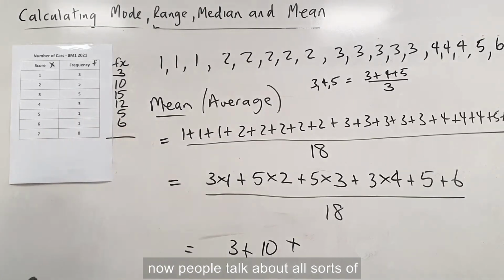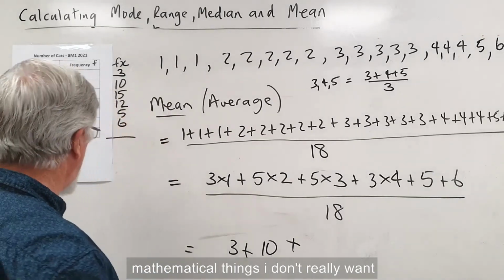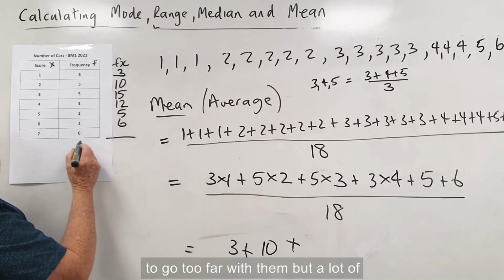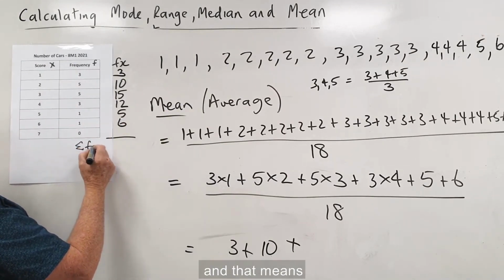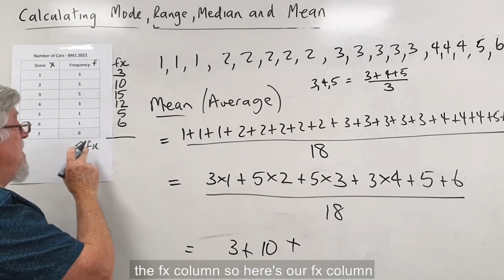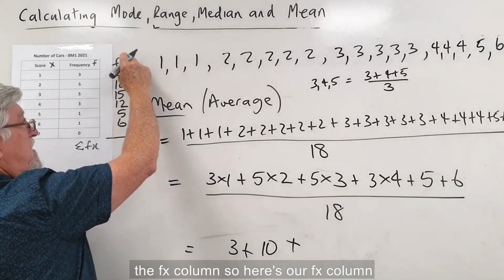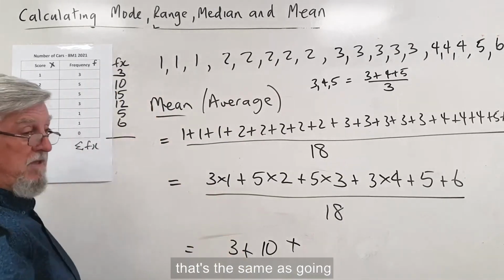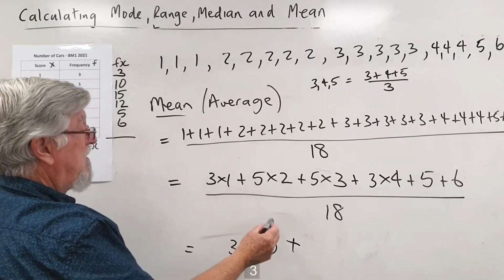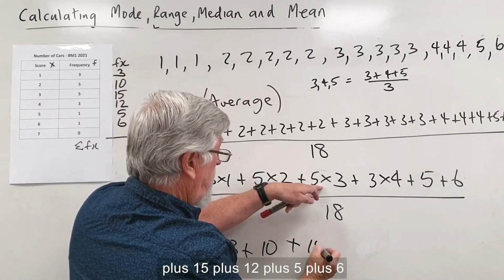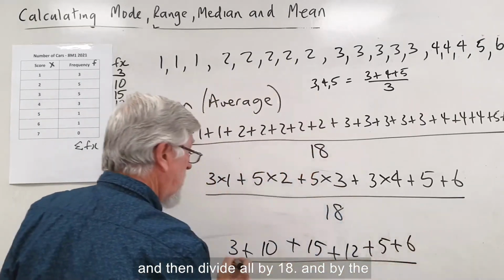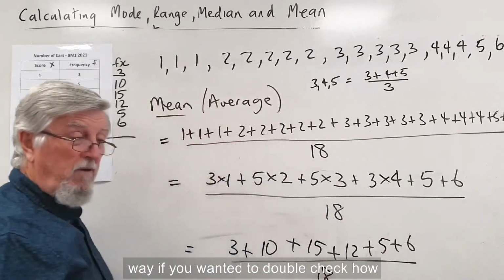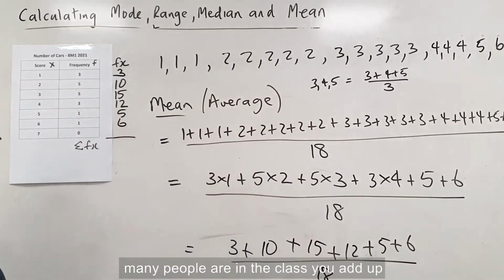Now, people talk about all sorts of mathematical things. I don't really want to go too far with them. But a lot of people use this little symbol there, and it means add up the FX column. So here's our FX column, add them up. That's the same as going 3 plus 10 plus 15 plus 12 plus 5 plus 6, and then divide it all by 18.